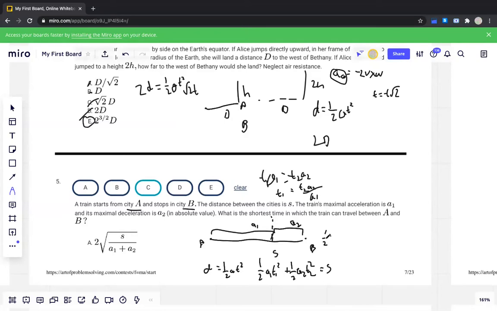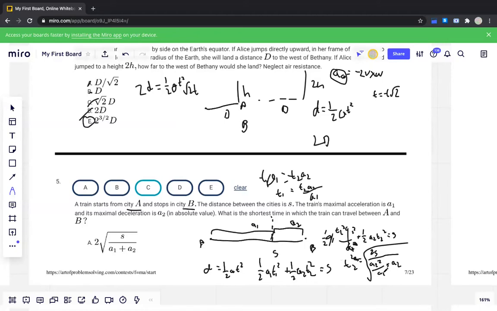1/2 A1 T2 squared A2 squared over A1 squared. Okay, so I'll get back to you guys once I finish simplifying and solving for T2. Okay, so solving this equation gives us that T2 is equal to the square root of 2s A2 squared over A1 plus A2.